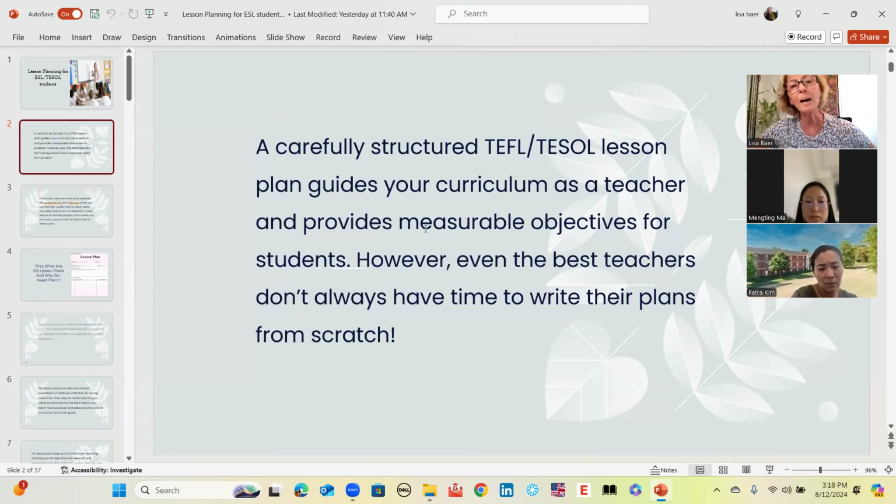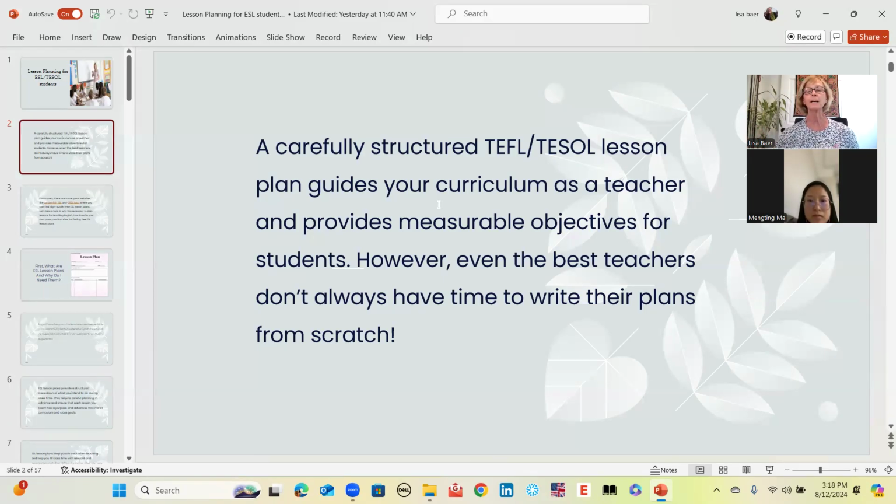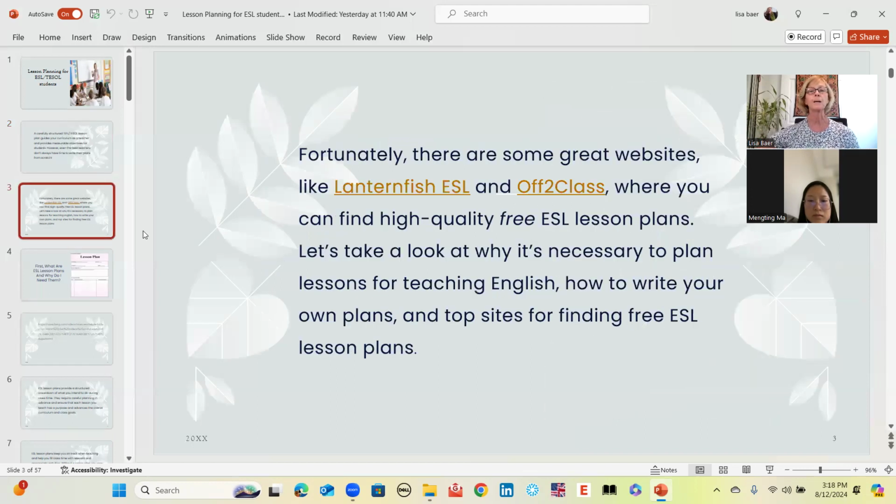Okay, so of course, if you have a curriculum, and again, we can go back to the mainstream education, like some of your kids are involved in, but if you do have a curriculum, then you take that curriculum and you base your lesson plans on that curriculum. So fortunately, there are some great websites like Lanternfish ESL and Off2 Classes. Of course, I put this together, I think last year. And there are many more places where you can look, websites for free lesson plans.